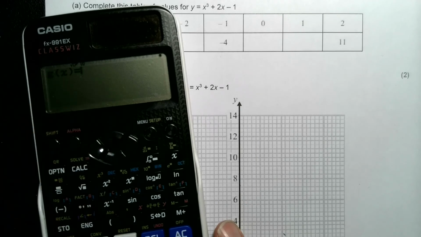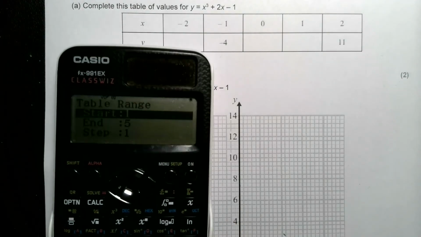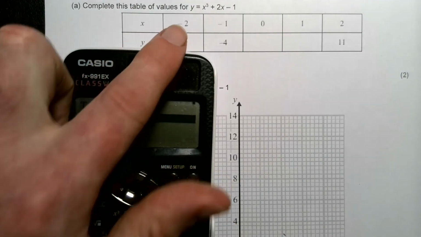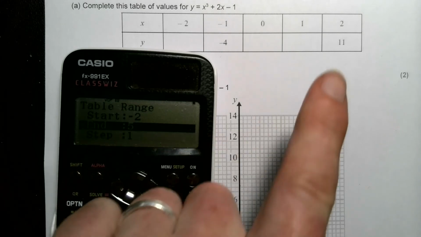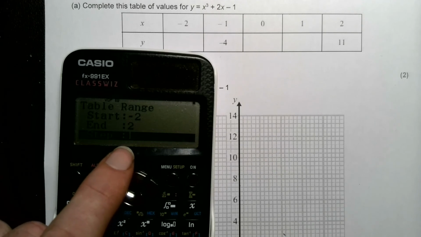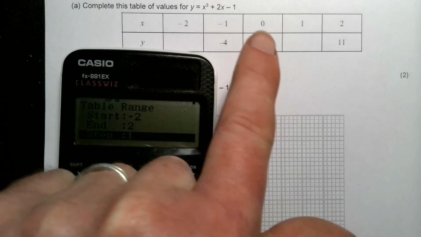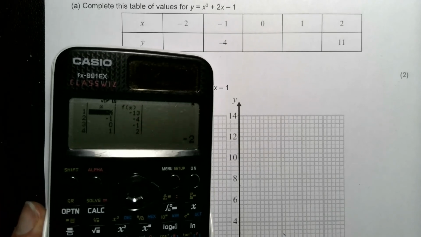That's for if you're going to plot another graph at the same time. We don't want that, so I'm just going to press equals again. Start. I want it to start at -2 when x is -2, so I'm going to put in -2, press equals. I want it to end not at 5 but at 2. Press equals. Step 1, that means I want it to go up in ones. Yes, I do. Press equals, and here's my table of values.